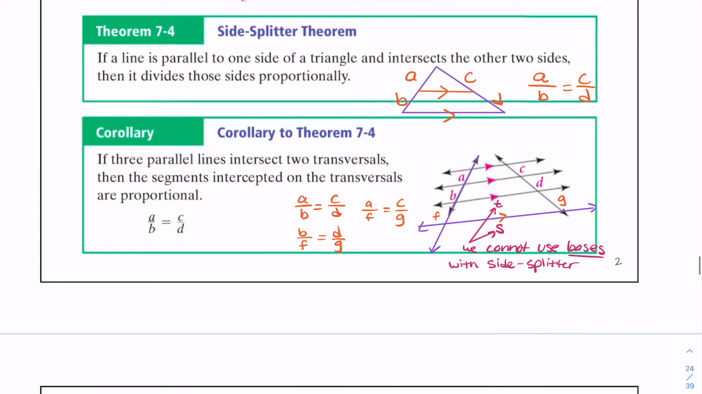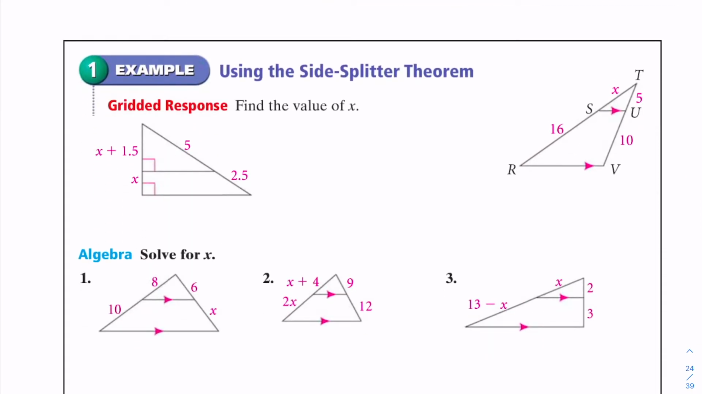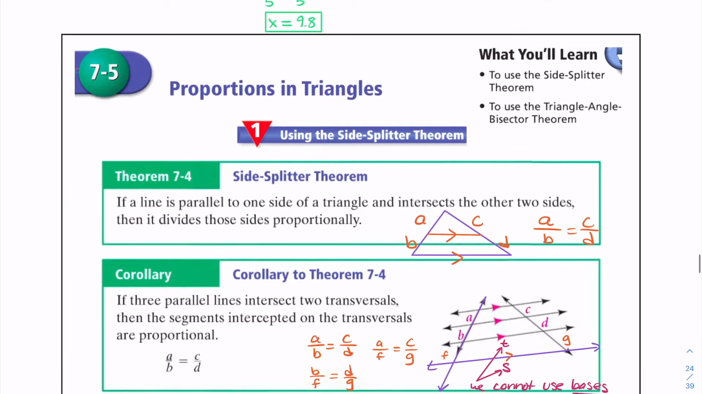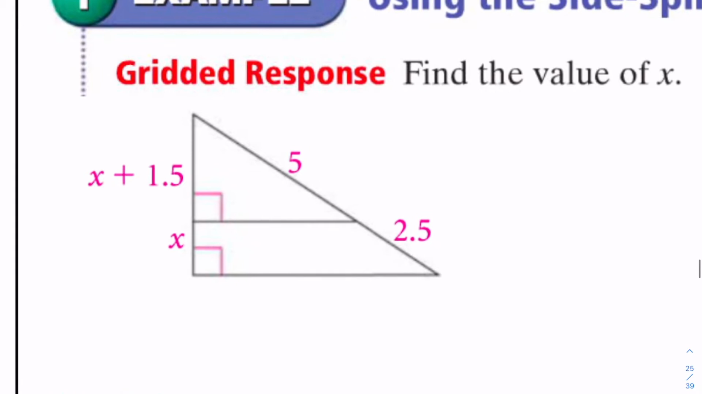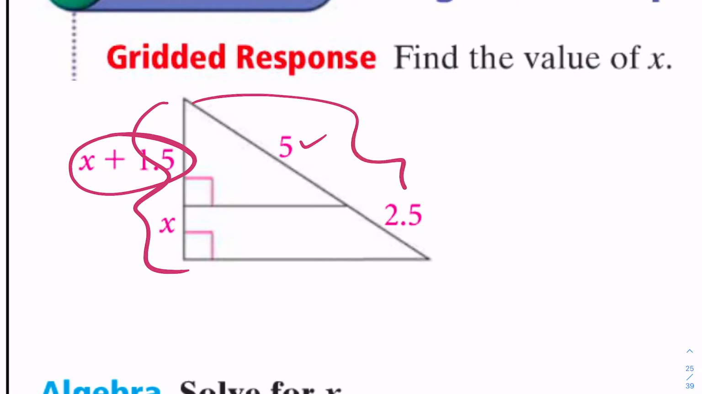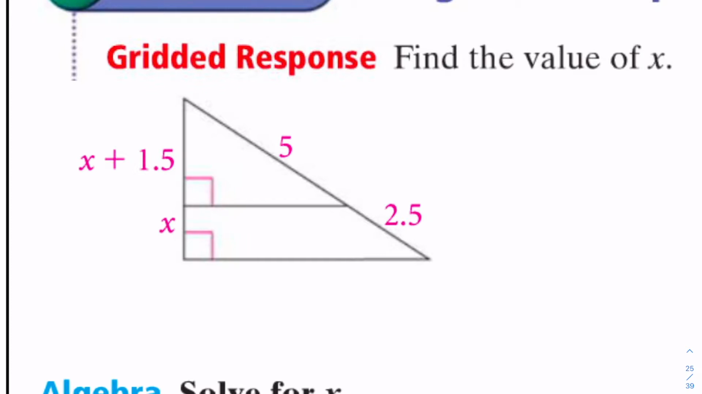Okay, let's do some problems involving it. Oh, we are doing the angle bisector theorem. So the first part today, proportions in triangles, we'll use the side splitter theorem, and then we'll get into the triangle angle bisector theorem. So this first one, before we would have done this is to all of this as this is to all of this. We no longer have to do that because we know that these sides are parallel.